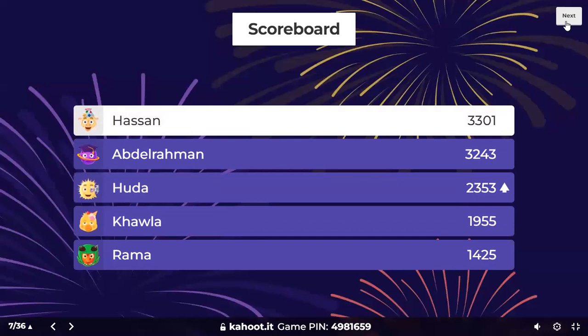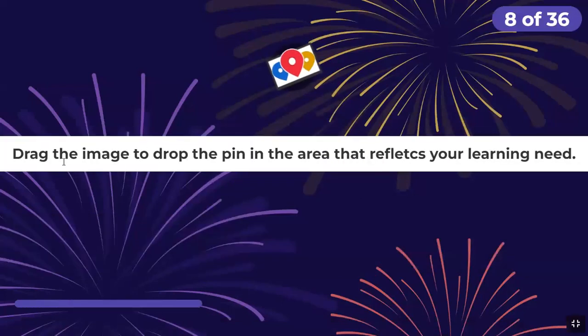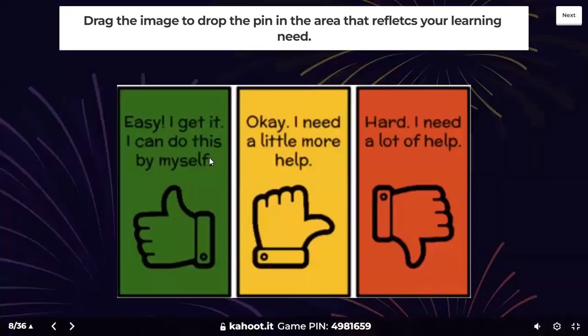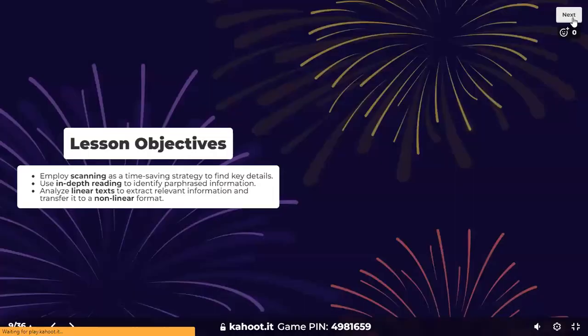Yeah, Huda jumped to number 3. Cool. And Hassan is still number 1. Now drop the pin. Drag the image to drop the pin in the area that reflects your learning needs. If it was easy, it is the green area. If you still need some help, the yellow one, and the red one means that you need a lot of help. Okay, most of you fall into the area in the middle. We have 2 excellent students, 3 average students. Alhamdulillah, no weak students. Great.